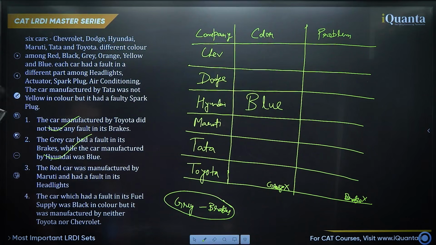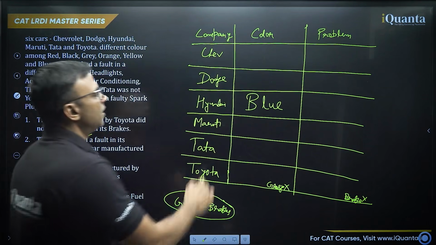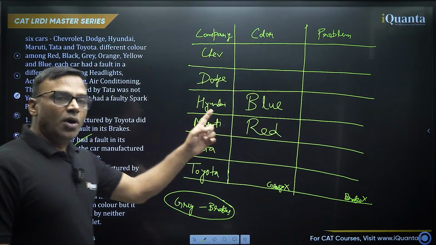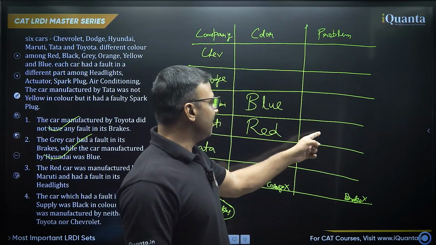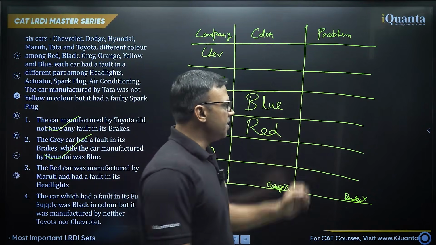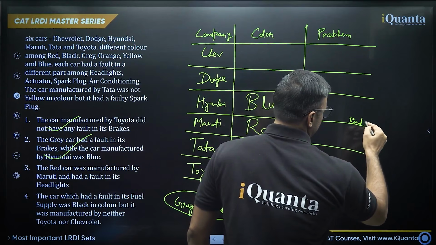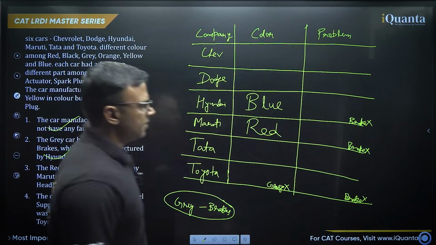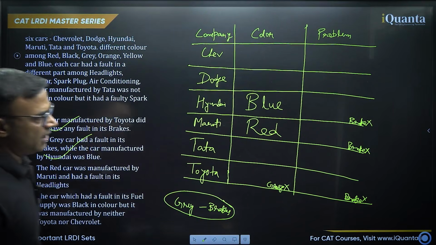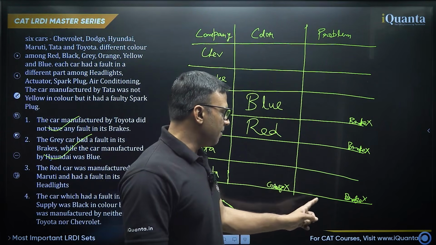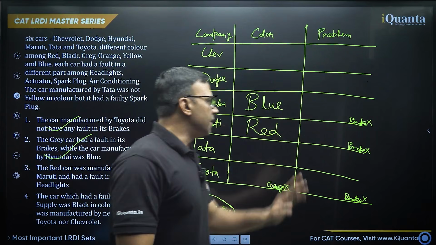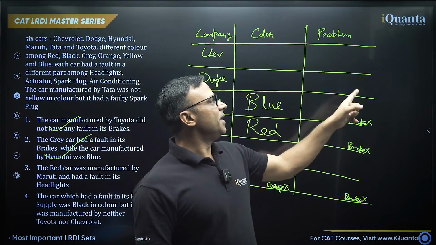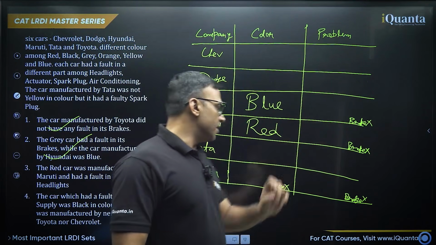Okay. So grey car in the brakes, Hyundai is blue. So we have used this information. The red car was manufactured by Maruti. Maruti is red. Fantastic. So one thing that you know already, that brakes cannot come with red, brakes cannot come with blue. So brakes cannot be here. Now this you may write or you may not write, that is your choice. Again, as far as I'm concerned, I write it. It doesn't take much time, but it gives me absolute clarity that because grey and brakes will be together, I cannot have brakes here. Okay. So it keeps reducing the possible positions for brakes. Now brakes can come here, here, or here, right?